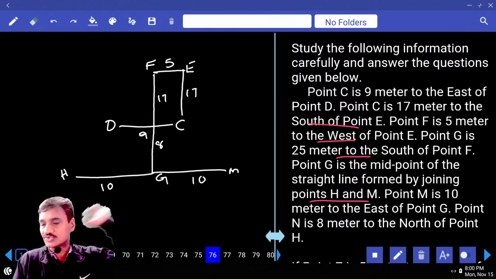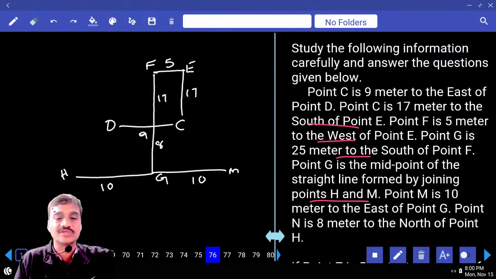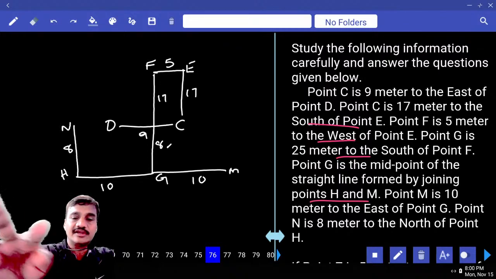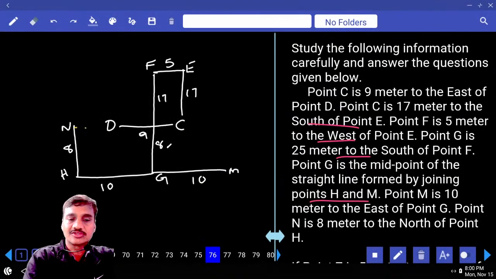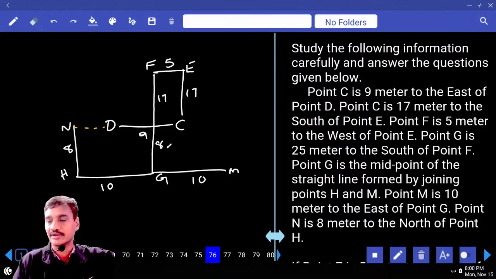N is 8 meters to the north of H. Now this 8 and this 8 are one and the same, are they not? That means N and D form a horizontal straight line. N, D, C form a horizontal straight line.